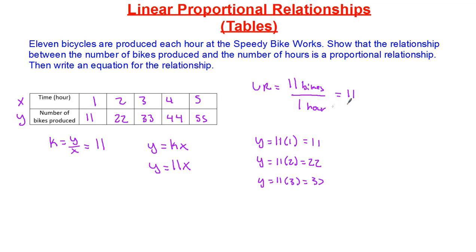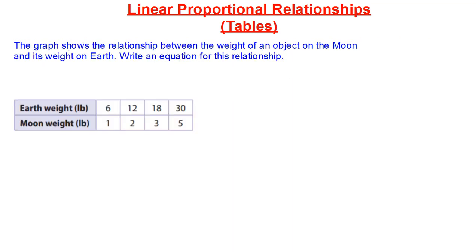Now, just keep in mind that I use my unit rate first in order to figure out my constant of proportionality. You could always think of a unit rate as a constant of proportionality. And you could always think about constant of proportionality as a slope as well, which I'm going to show in the next example. Okay? So let's go ahead and take a look at this. The graph shows the relationship between the weight of an object on the moon and its weight on Earth. Write an equation for this relationship.